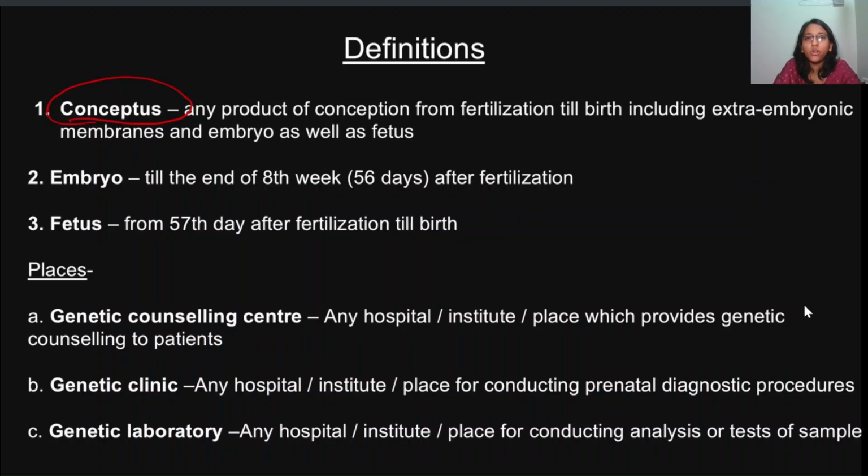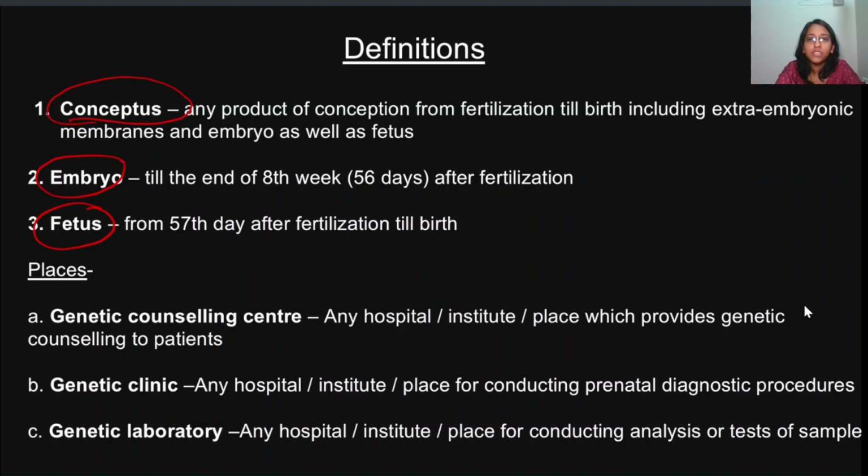It includes the amnion, chorion, the placenta, cord, everything. Next is the embryo. Embryo is nothing but the conceptus till the 8th week. From the day of fertilization till the 8th week, that is the first 56 days, the baby is called embryo. And next, fetus. Fetus is from the 57th day after fertilization till birth. So you have to use appropriate terminologies. What is embryo, what is fetus, and there are definitions for the places also.